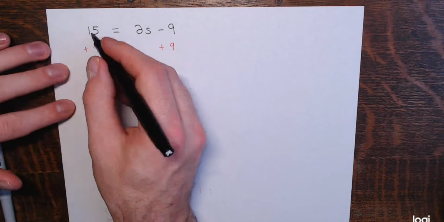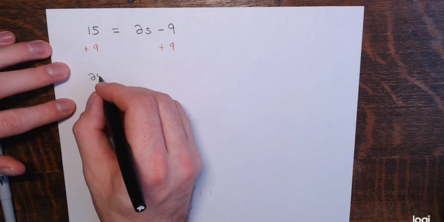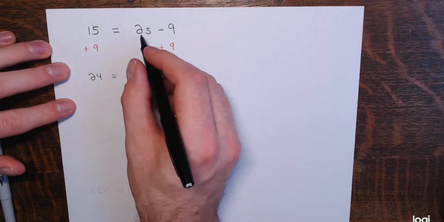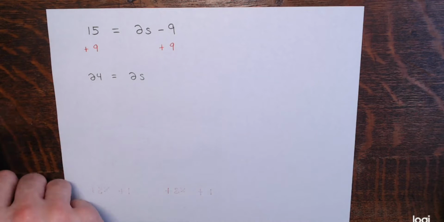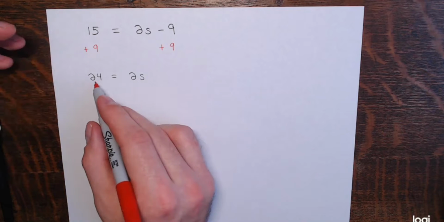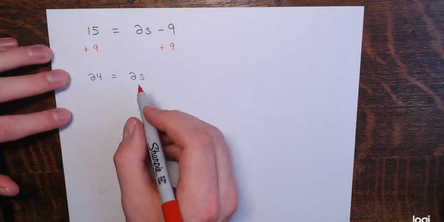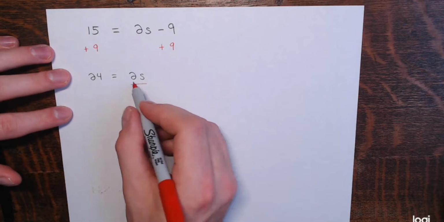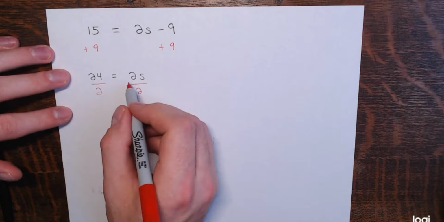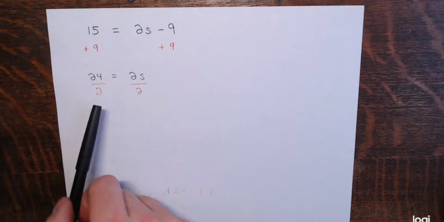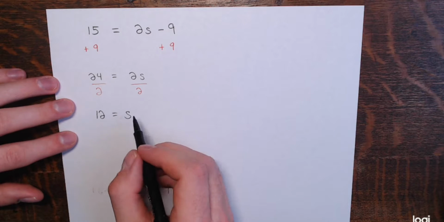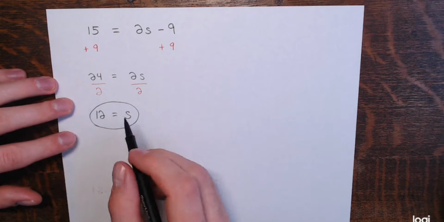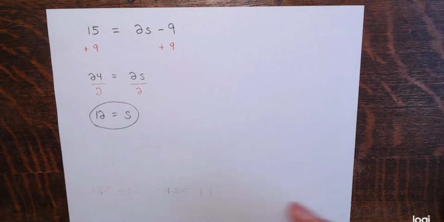All right, 15 plus 9, 24 on the left, and just 2s on the right. And now I have all the terms of the variable on one side, terms without the variable on the other. It's simplified. Then we divide by 2 to get s alone here because it's s times 2, and then 24 divided by 2 is positive 12 equals s, right? So 12 equals s equals 12, however you want to write that, right? But 12 is the solution, and don't forget to check it.